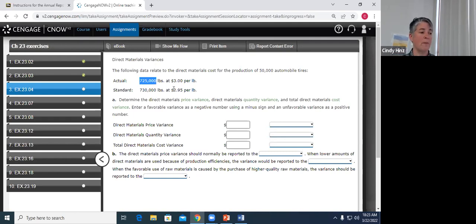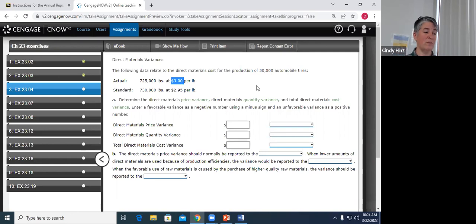But the price, they expected to spend $2.95. They actually spent $3 per pound. Remember when I said there might be a relationship between these? It could be that it costs more because it was a better product and that's why they had to use less of it.